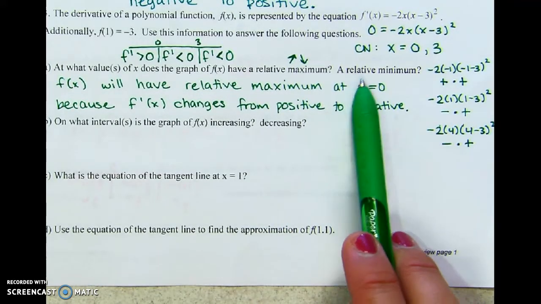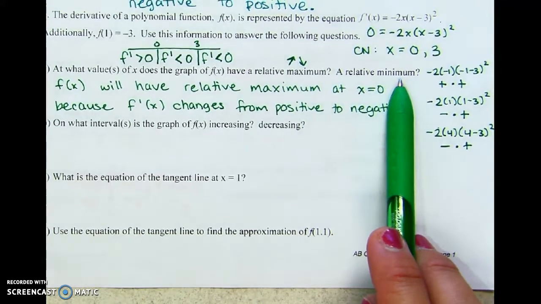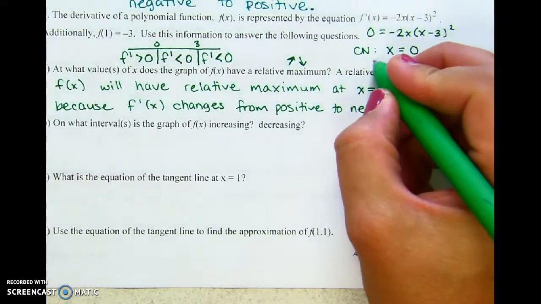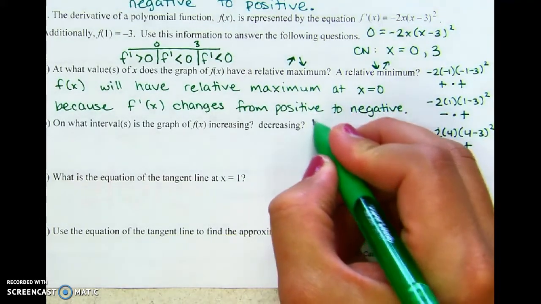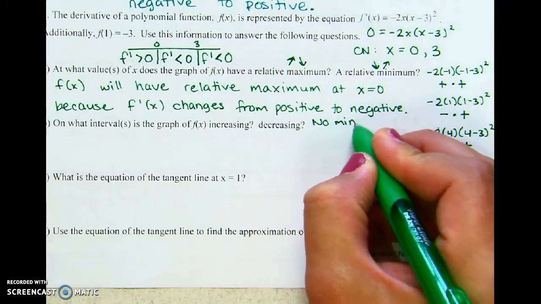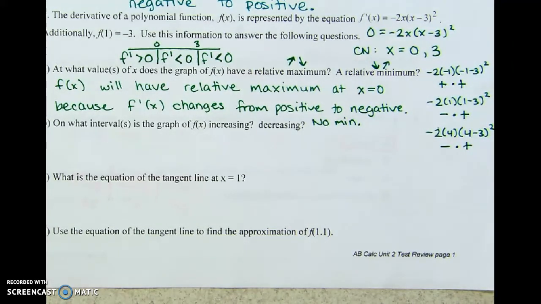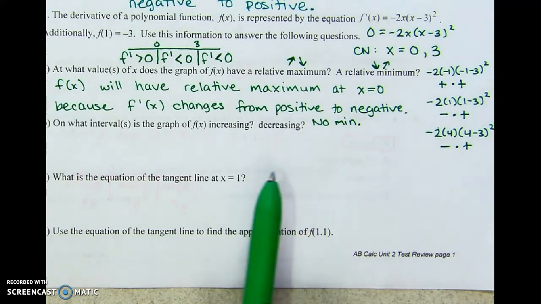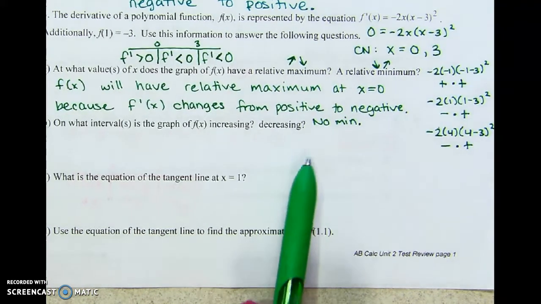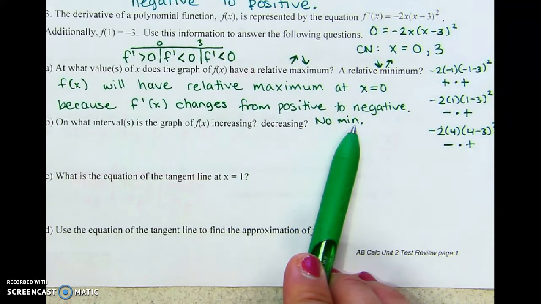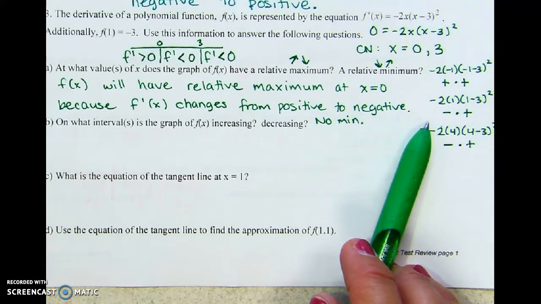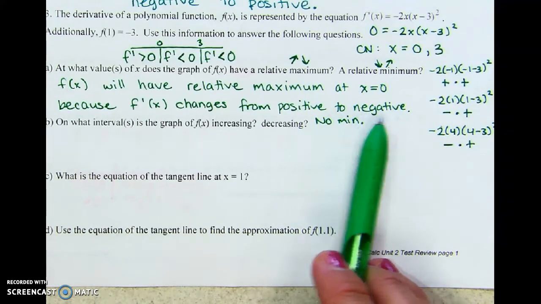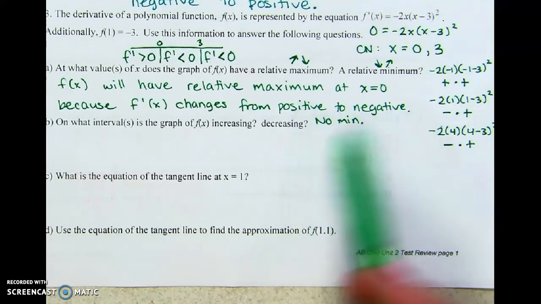Does f have a relative minimum anywhere? Does the derivative ever switch from negative to positive? No, so we would say no minimum. You can't just leave it blank. You can't leave it unanswered. Be ready, my friends. It will say, hey, where does f have a minimum? And your answer is, there is no minimum. That's okay. So don't think, oh my gosh, I have to have an answer. The answer is there's none.